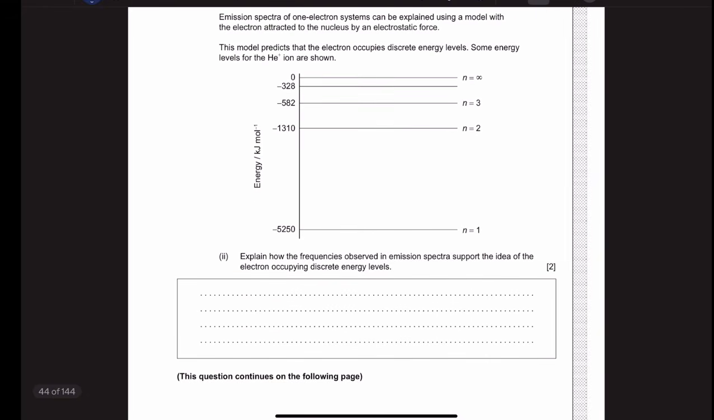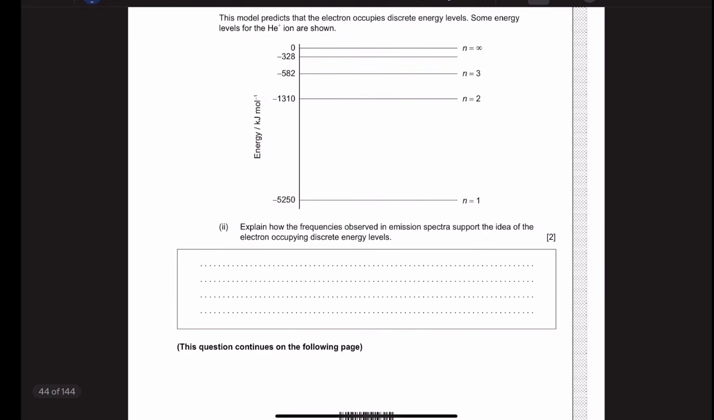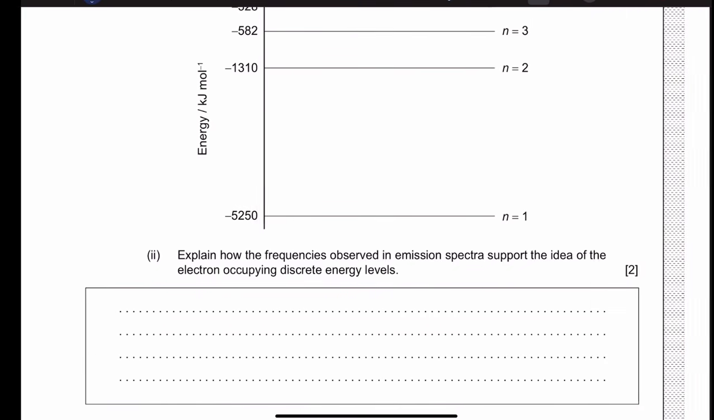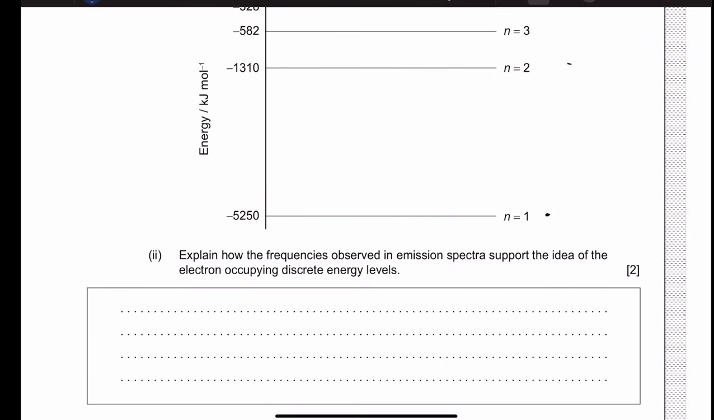Okay, and emission spectra of one electron systems can be explained by using a model with the electron attached to the nucleus by an electrostatic force. This model predicts that the electron occupies discrete energy levels. Some levels for the helium-ion are shown. Explain how the frequencies support the idea of electrons occupying discrete energy levels. So it's asking us to explain how the frequencies observed in the emission spectra support this idea of having these discrete n equals 1, n equals 2, n equals 3.